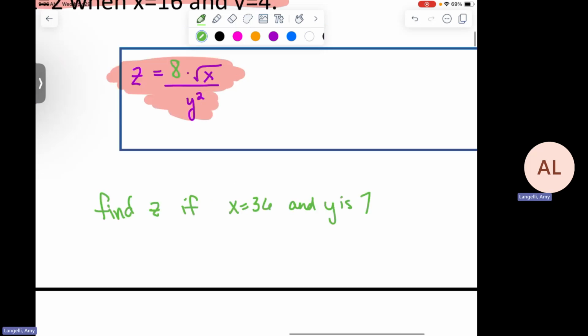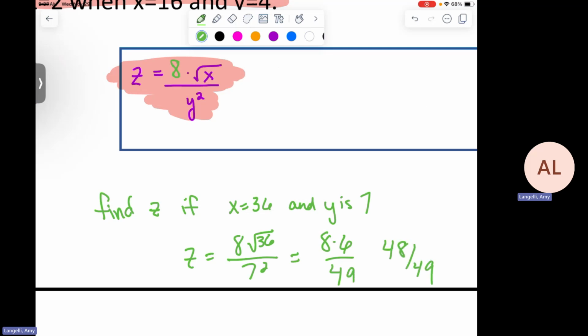So you would have to take that equation and fill in the square root of 36 and fill in 7 squared, 8 times 6 divided by 49, 48 over 49. They might ask you to go further, but it is important that you get your equation first before you go further.